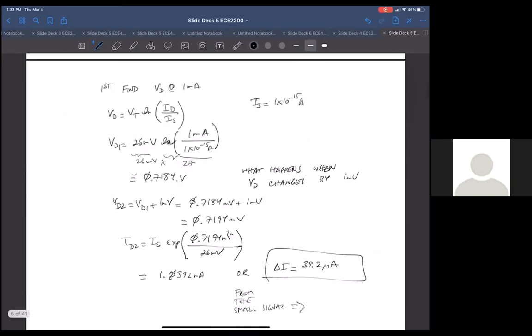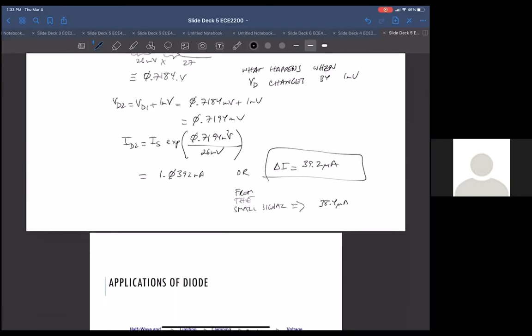So 38.4 microamps is delta I. Okay, which is certainly very close to the number we just calculated. It's off by less than a microamp. Is that right? Yeah, by 0.8 microamps.